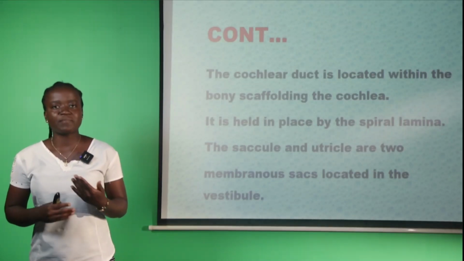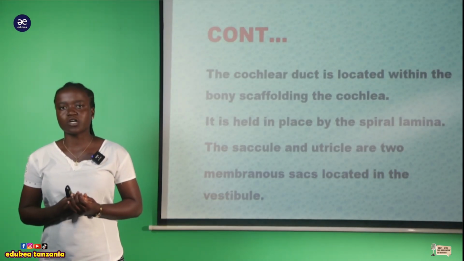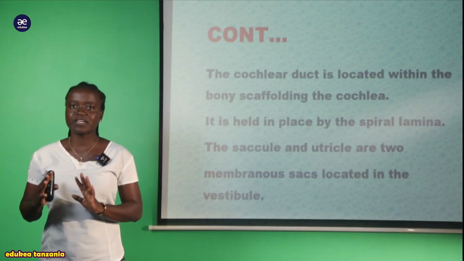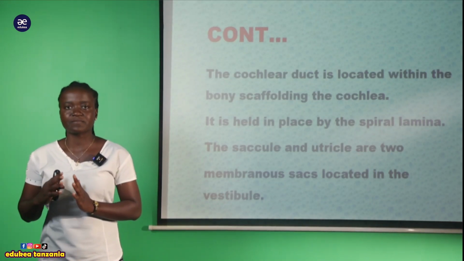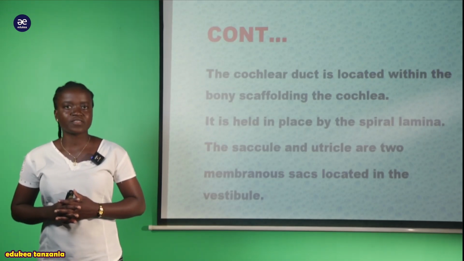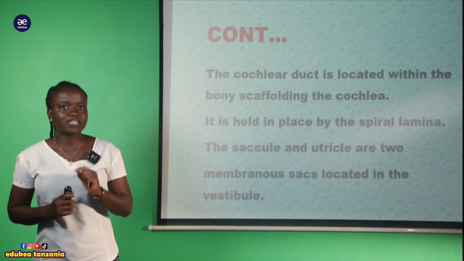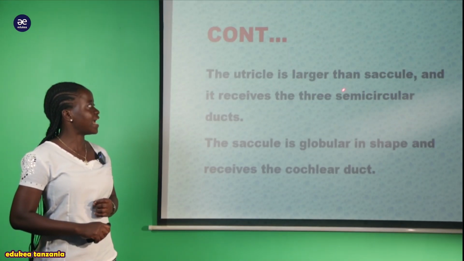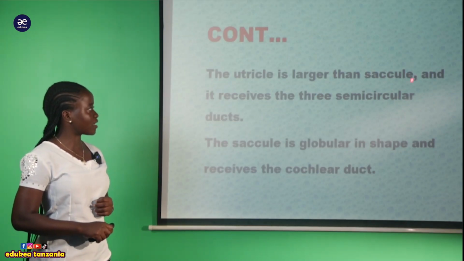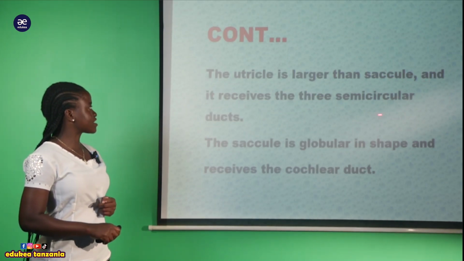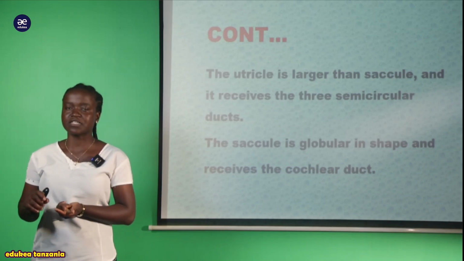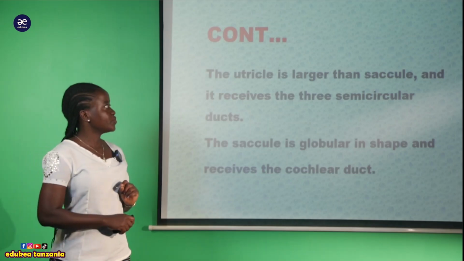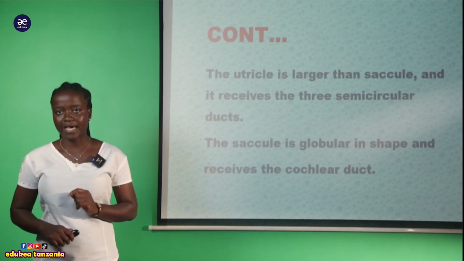Let's proceed looking at our membranous labyrinth, specifically the structure of the vestibular canal or the vestibular apparatus, that is comprised of three things. That is three semicircular canals, utricles together with the saculi. When we start looking at the utricles, the utricles is larger than the saculi, and it receives the three semicircular ducts. We're going to see this in the structure of this vestibular apparatus. But here you have to know that the utricles is larger than the saculi.